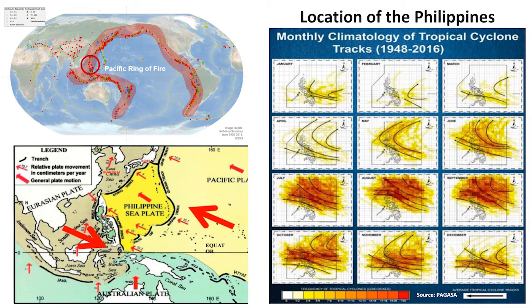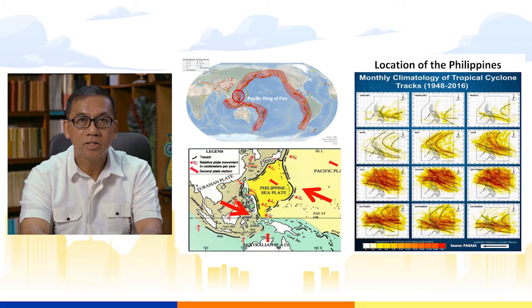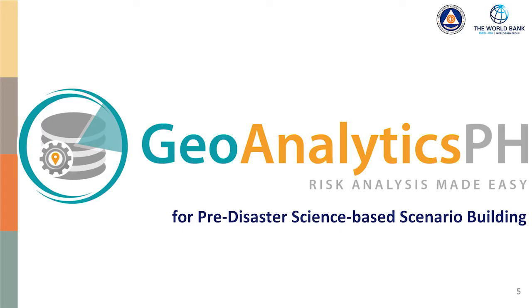The Philippines is part of the Circum-Pacific Ring of Fire and is the place where many tectonic plates interact, causing not only volcanism, but also earthquakes and tsunami generation. We are also part of the typhoon belt. Hence, we are prone to many tropical cyclones, with an average of about 20 tropical cyclones entering the Philippine area of responsibility. Now, we will learn how to use Geoanalytics PH for pre-disaster scenario building.